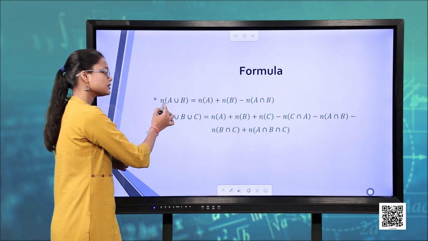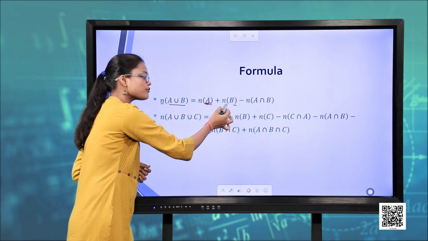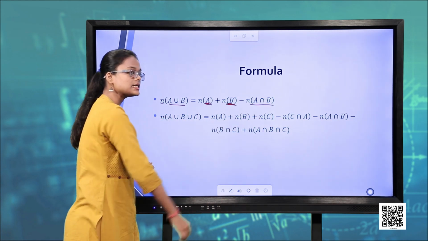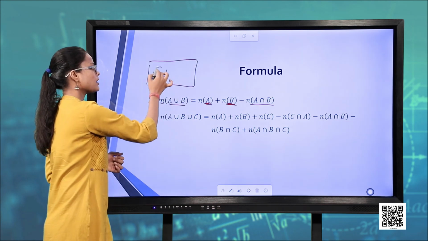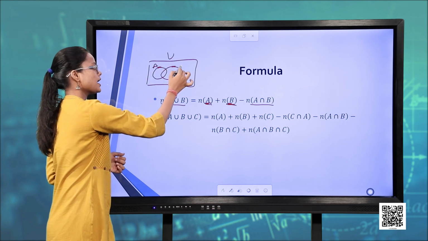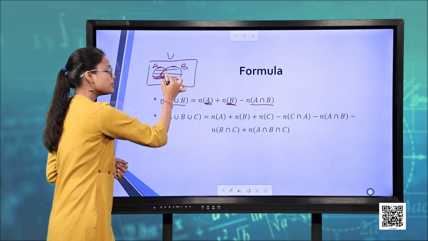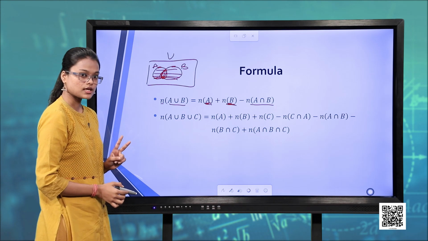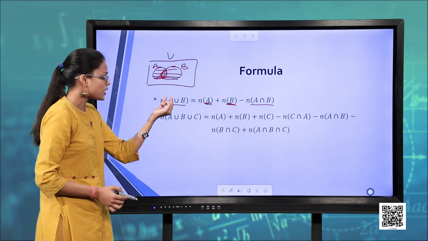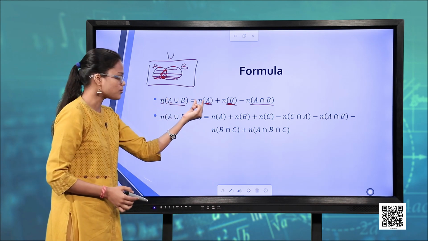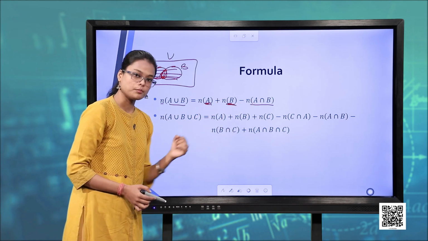First one is representing the number of elements in A union B is equal to number of elements in A, number of elements in B, minus the number of elements which are common to both. As you can see, this is a universal set, A and B. In union, the common element is repeated twice. We are taking 2 times. So, we have to eliminate 1. So, here number of elements in A union B is equal to number of elements in A plus number of elements in B minus number of elements in A intersection B.